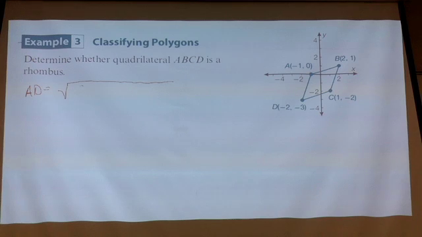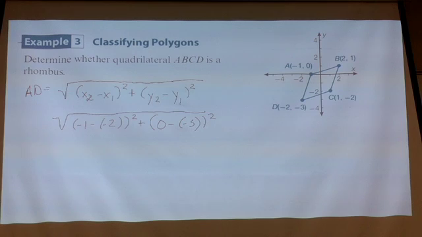Same formula all over again. I've got x sub 2 minus x sub 1, squared, plus y sub 2 minus y sub 1, squared. Okay. So we have negative 1 minus negative 2, and we're going to square that. I've got 0 minus a negative 3, and I'm going to square that. Okay, we've got a bunch of negatives and subtraction signs, and let's just get rid of that because it is ugly and we have to use algebraic addition. So we will add the opposite and add the opposite.